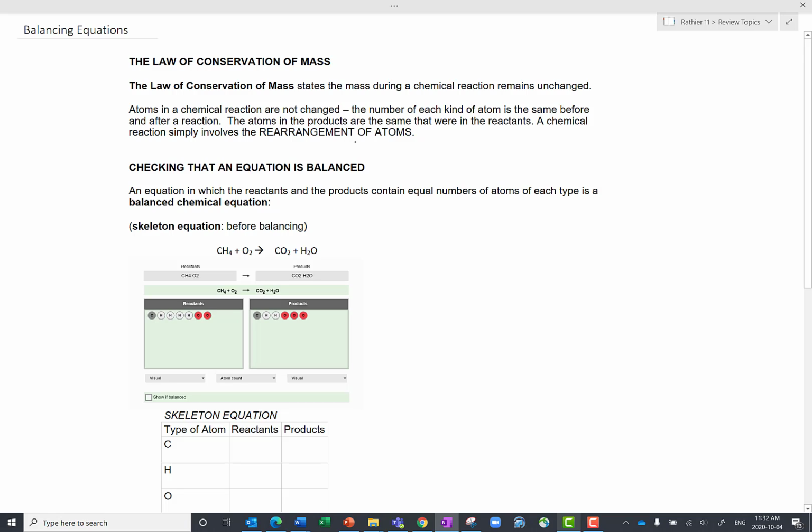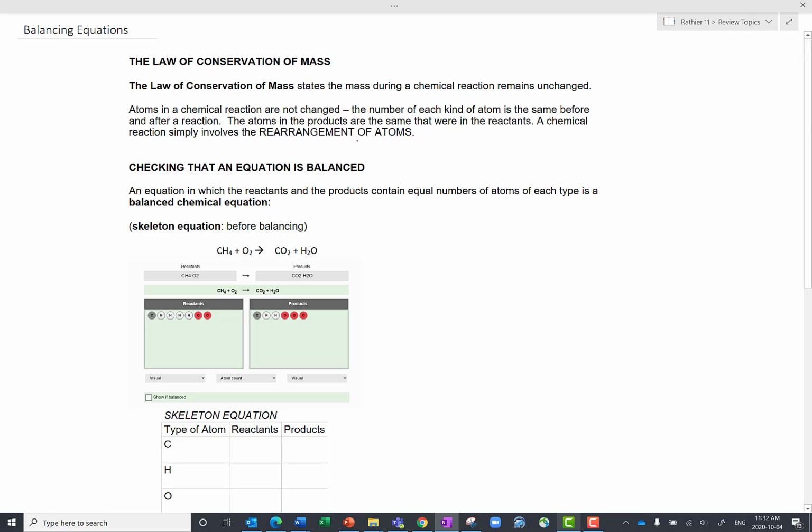In this lesson, we're going to have a look at balancing equations. So first, it's important to review the law of conservation of mass, which states that the mass during a chemical reaction remains unchanged. Because we can't create or destroy atoms during the process of a chemical reaction, and the atoms are really simply rearranged to make new substances, this law is followed in all cases.